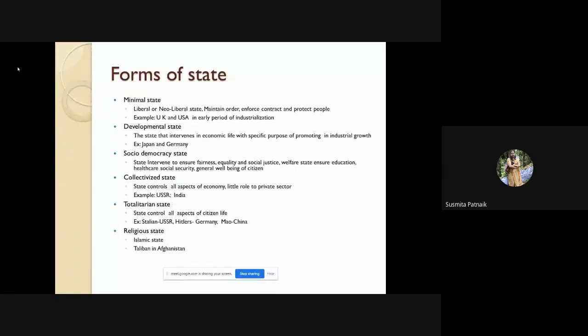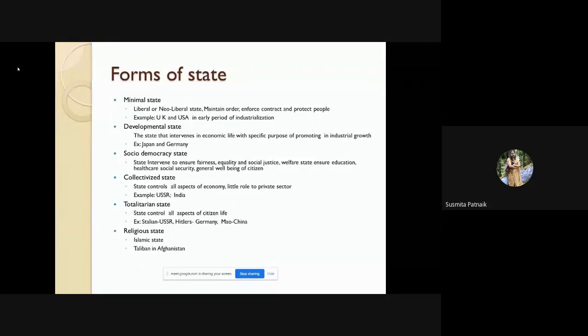It means that in the UK and USA, during the period of industrialization, in the beginning of the 19th century, when industry and machinery were introduced, at that time what happened? There was the demand for a minimal state, a state that will maintain order, enforce contracts, and protect the people, everything. The next one is the developmental state.